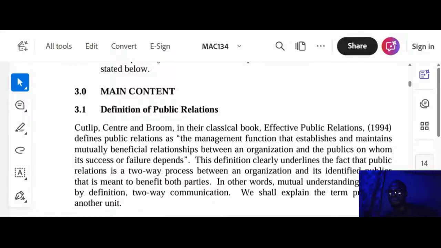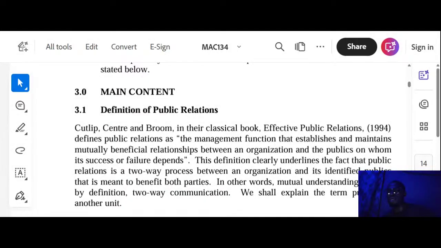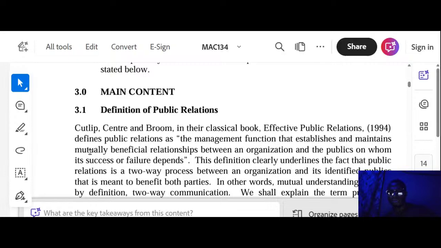In the last semester's TMA we did, they asked questions on these people's definitions. In the TMA, questions came out on the definition by Cutlip, Center, and Broom.